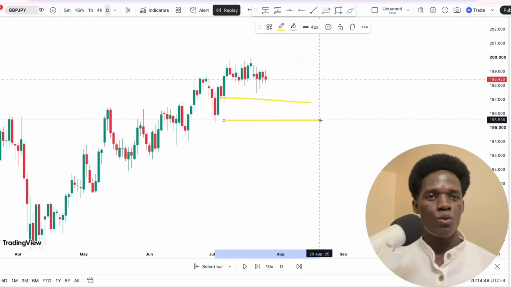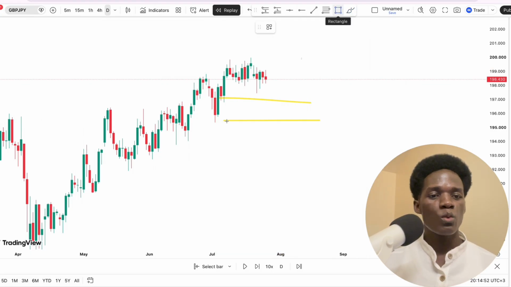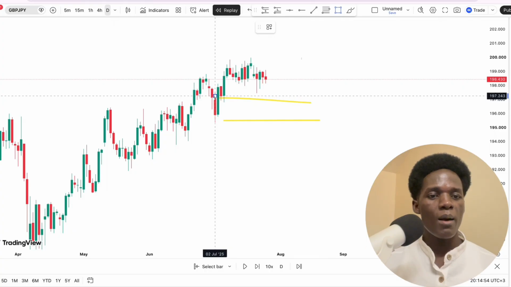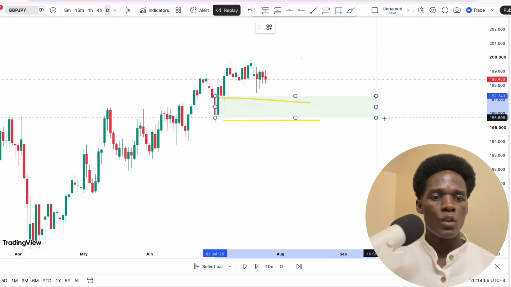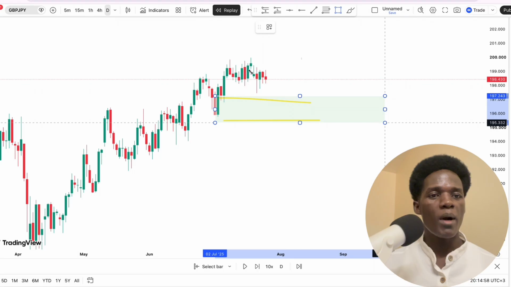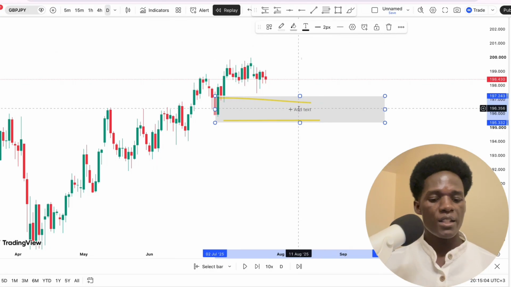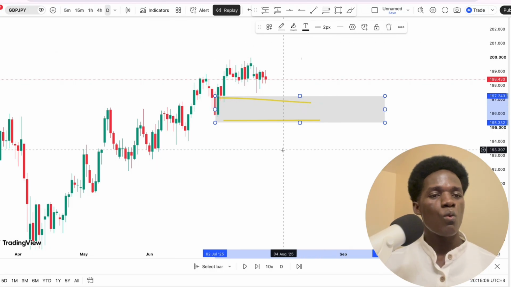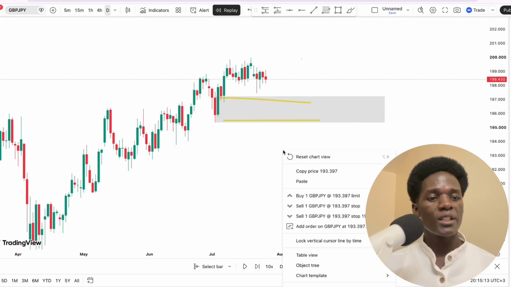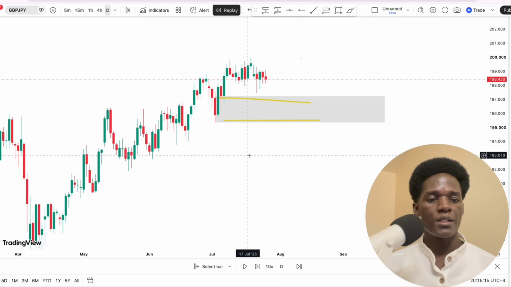So in this case, this is our higher low. We want to wait for price to come back to retest this higher low. When the price retests this higher low, we enter, but we enter after getting confirmation. We don't enter without a confirmation, guys.